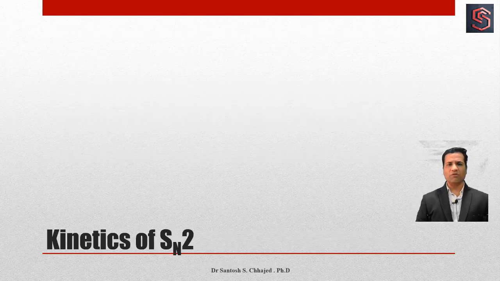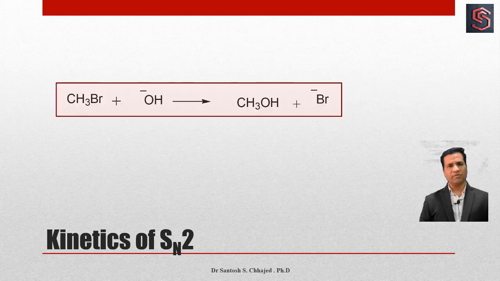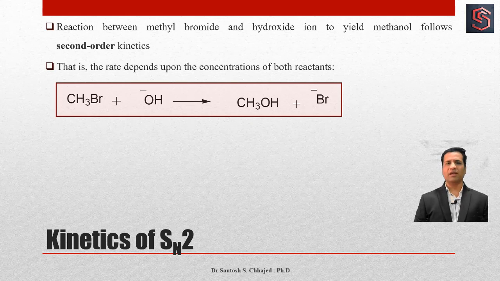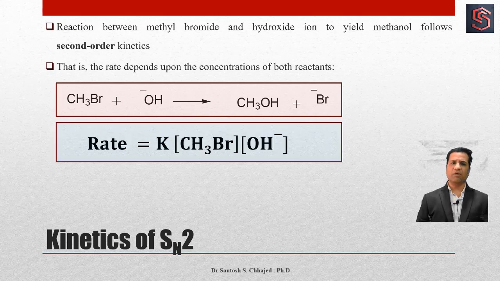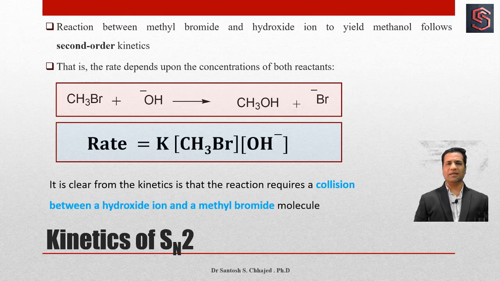Now when we talk about the rate of reaction or kinetics of SN2 reaction, we will discuss the reaction again. The reaction is there in front of you. This is a single step reaction where conversion of methyl bromide to methyl alcohol, that is methanol, takes place in one step. Rate of reaction will depend upon only this single step. That's why the rate of reaction depends upon the concentration of both reactants, that is alkyl halide and hydroxide ion. So the rate depends upon the concentration of methyl bromide as well as hydroxide ion. And it is clear from the kinetics that the reaction requires a collision between hydroxide ion and methyl bromide molecules.